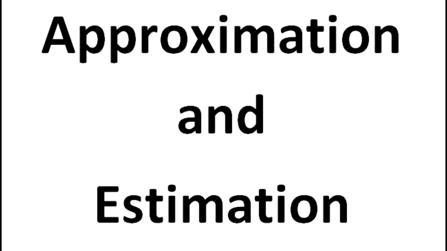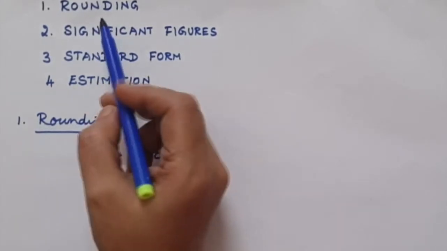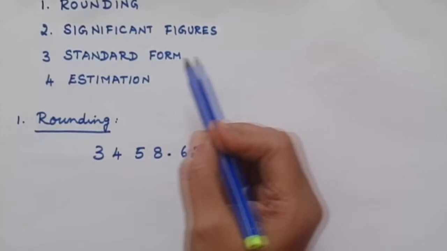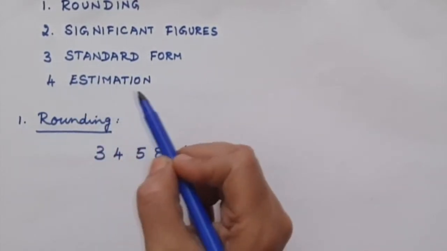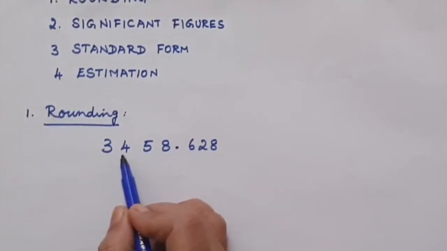Approximations and estimation. The concepts we are going to learn today are: first, rounding; second, significant figures; third, standard form; and the last one will be estimation. The first concept, rounding.